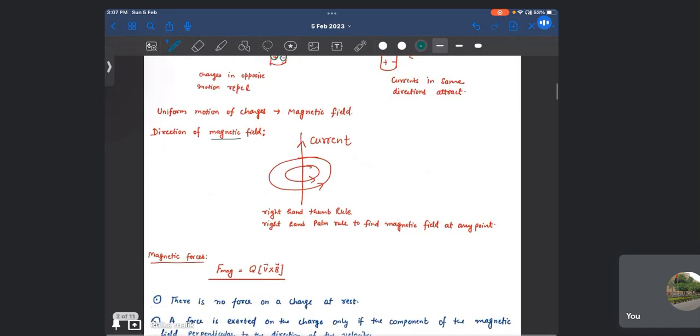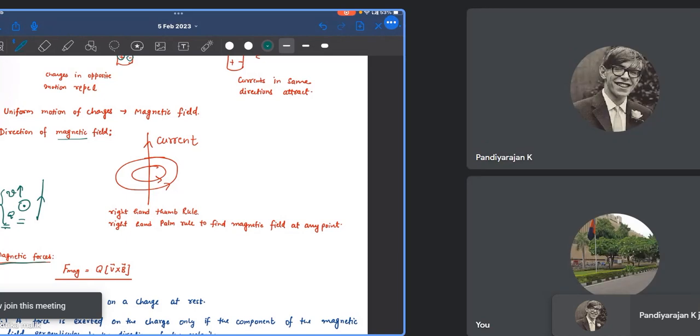Now what happens if you place a charge in a magnetic field? If current is flowing in a wire and you place another charge Q here, it will not experience any force as long as it is a static situation. But if it is moving with some velocity v, that means there is a current due to the motion of the charge, and that current is going to experience a magnetic force. So magnetic force is only experienced when the charge is moving and is placed in a magnetic field.